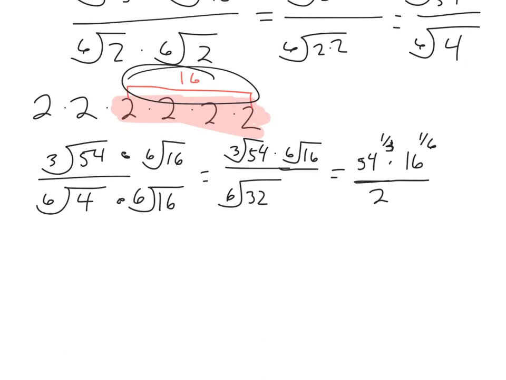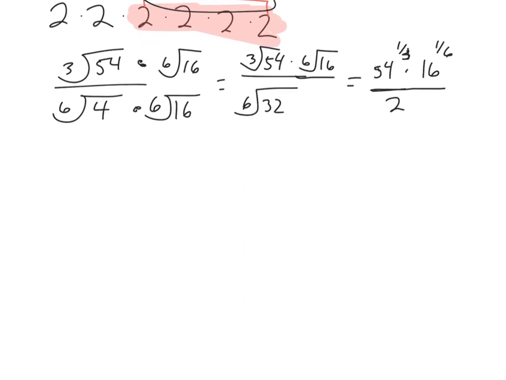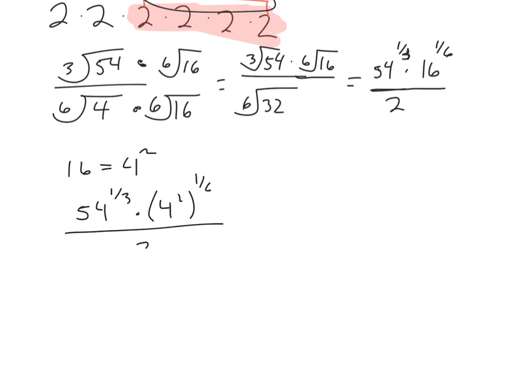Now, let me move some stuff out of my way, or move everything up. Looking at this right here, I cannot multiply the numerators together because, first and foremost, the base is not the same, and the radicals were not the same, okay? So I could change that, though. I could easily fix that because I can convert 16, remember, into 4 squared, right? So I have 54 to the 1/3 power times 4 squared to the 1/6 power, okay? And then all over 2.